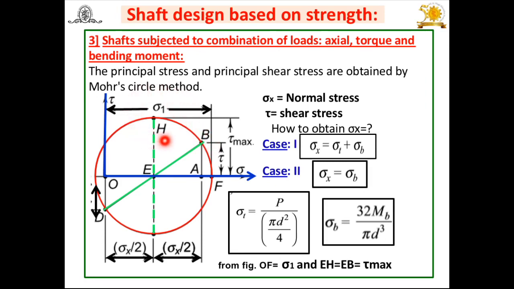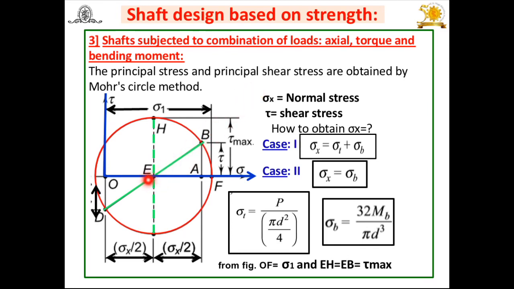That is the principal stress. Similarly, here look at the Mohr circle. You will find EH is the maximum shear stress. This vertical radius here gives the maximum shear stress. But how to calculate this? How to find out this? Again here, this EH and EB are the radius of the circle. So you can find out the EB for the maximum shear stress.